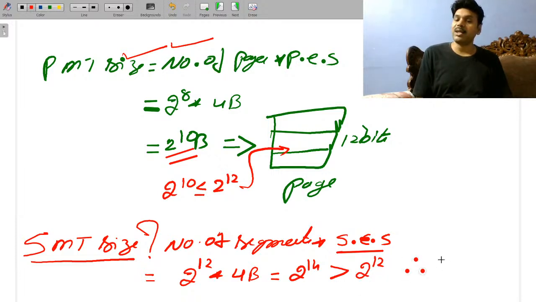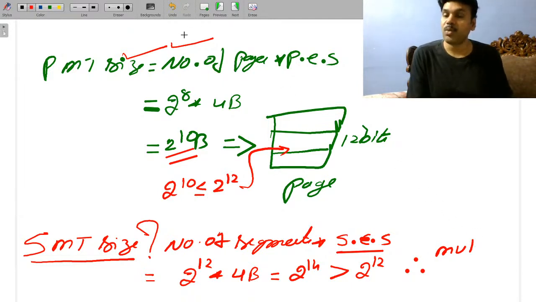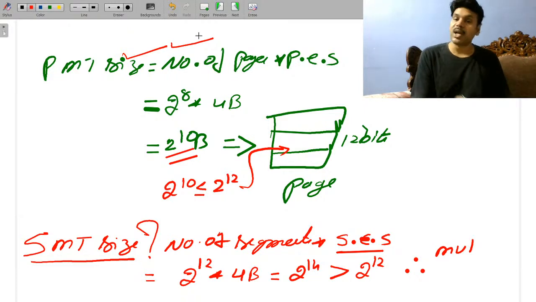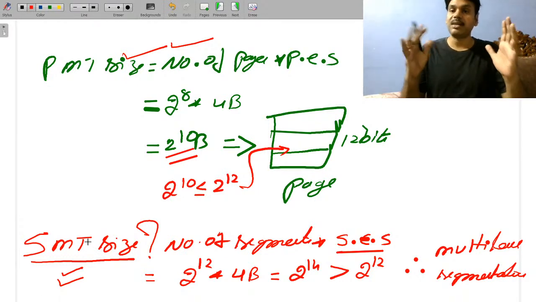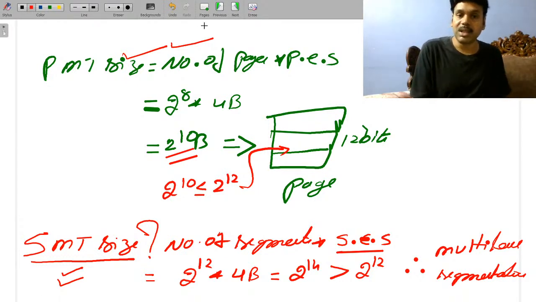What is required now? You need to use paging for your segmentation. So what I am doing, I will do multi-level segmentation. Multi-level segmentation I am doing, because I am unable to keep my segment table size. Paging table size I kept, but I am unable to keep my segment table size. Now final diagram, understand carefully. Please listen carefully.